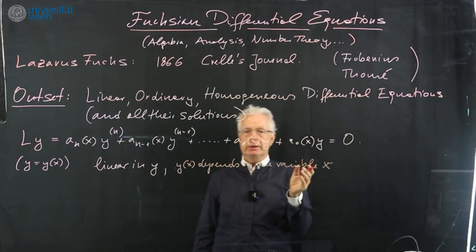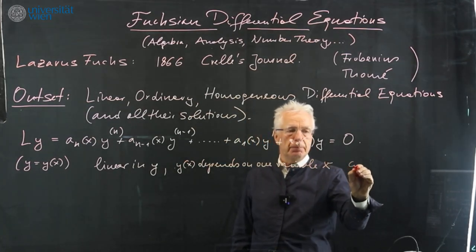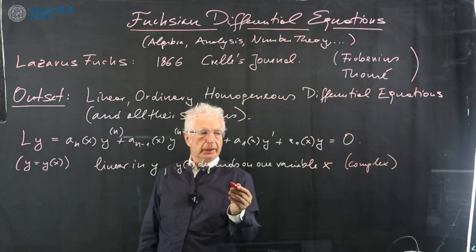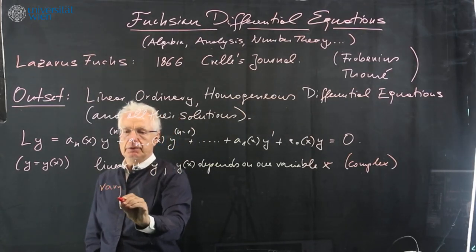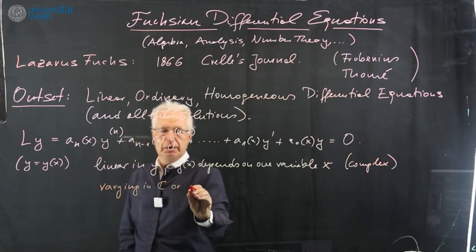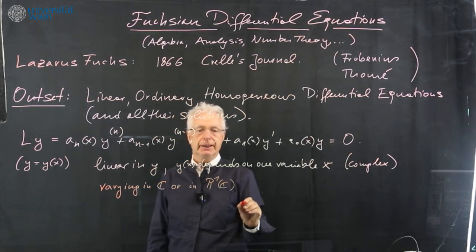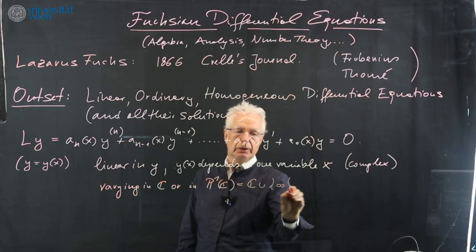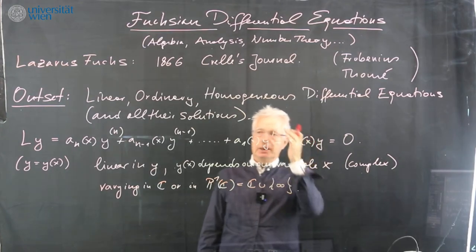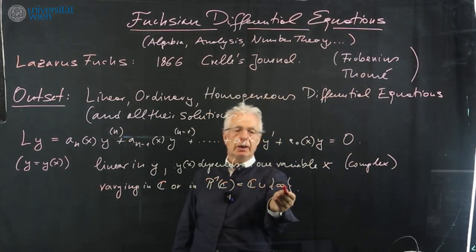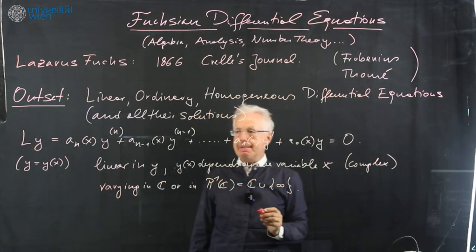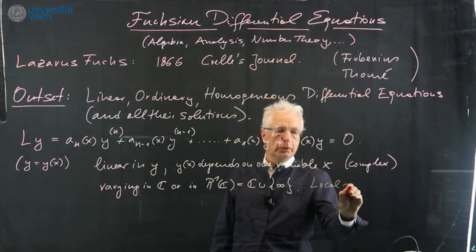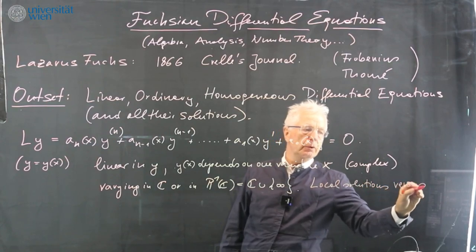And this variable can be looked at either locally or globally, so this is usually complex. We work over C, and we allow our variable to vary either in C or in P1C. So we also allow infinity, which is a classical situation. So we write P1C, the projective line over C, just adding one point at infinity. I will explain, not today, but further on when we do more computations, how you study the equation at infinity. So there are two types of questions. We can look at local solutions versus global solutions.